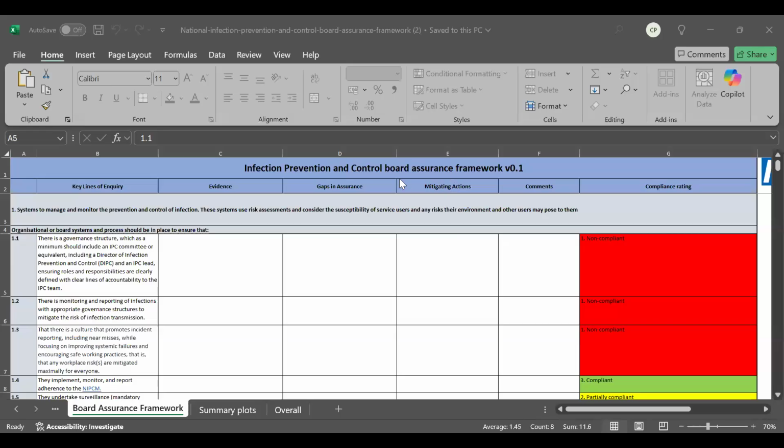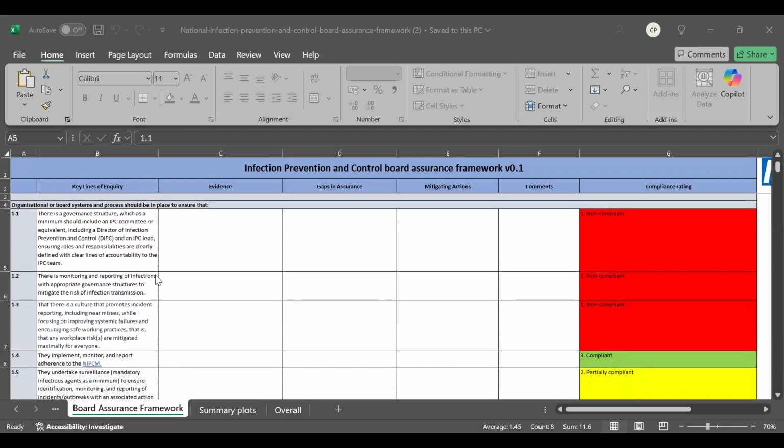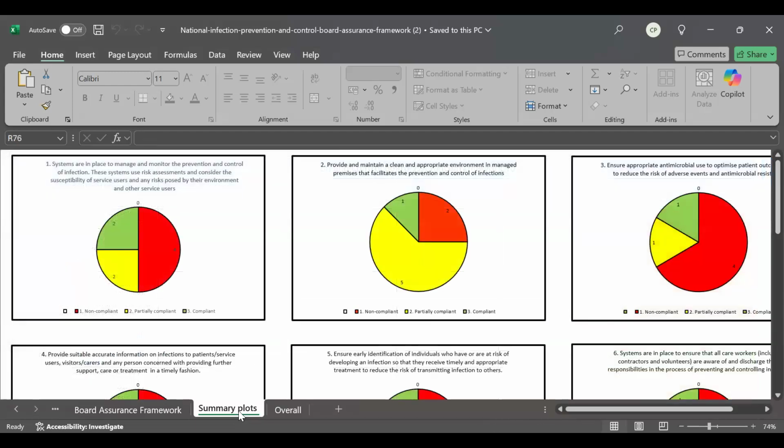Right. So we shouldn't have the same problem now because I haven't got presenters, so you should be able to see Excel. On here you have this link to the Board Assurance Framework from NHS England, and it covers all the areas of the hygiene code.